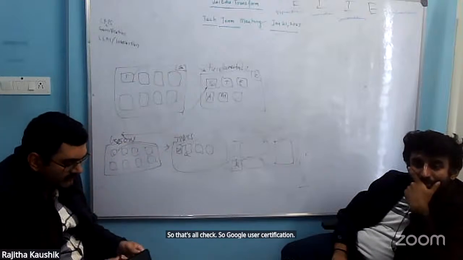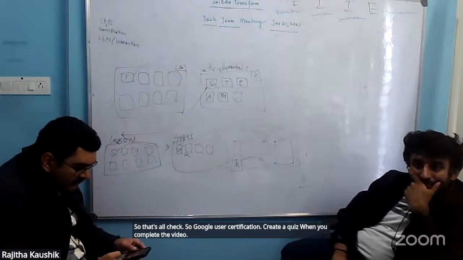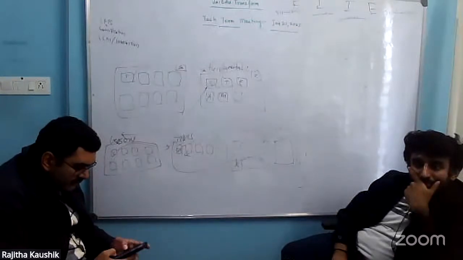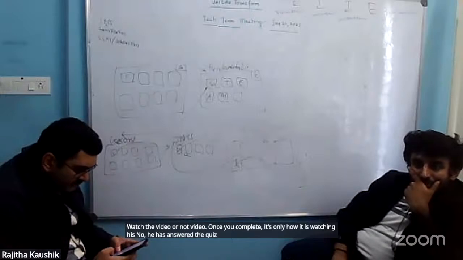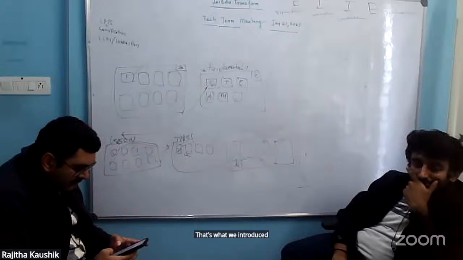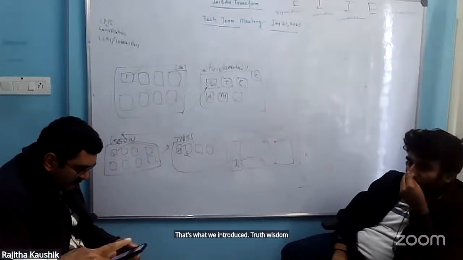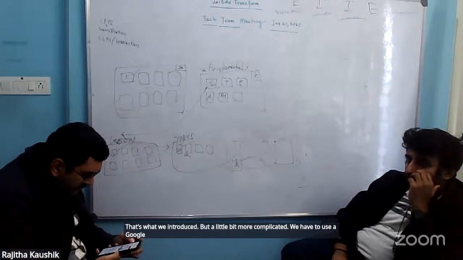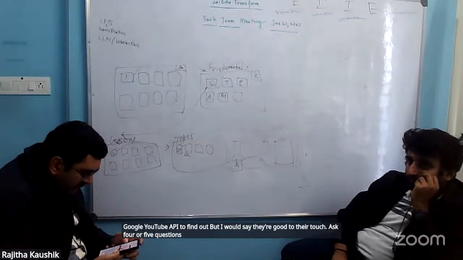Create a quiz. Once you complete the video, you complete the quiz, and that is how you see whether he is watching. Now if he has answered the quiz without watching the video, that means he knows it. That's what we introduced. Metrics. You got what I'm saying? Analysis. Make out whether he has watched through the quiz. There's another way of making it out also, but a little bit more complicated. You have to use the Google YouTube API to find out. But I would say ask 4-5 questions which are relevant to that video. That is what we did.